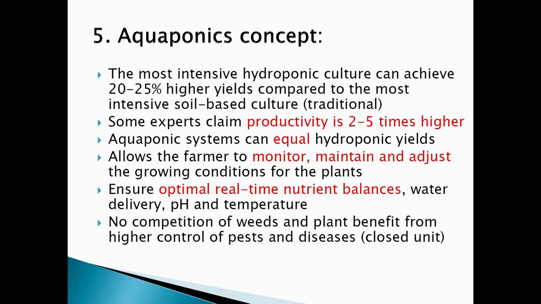Aquaponics has been proven to have a very high productivity, with hydroponic cultures being claimed to be 2 to 5 times more productive than soil-based cultures. Aquaponic systems can equal hydroponic yields, and this is also a good way of farming as it allows the farmer to monitor, maintain, and adjust the growing conditions for the plants.